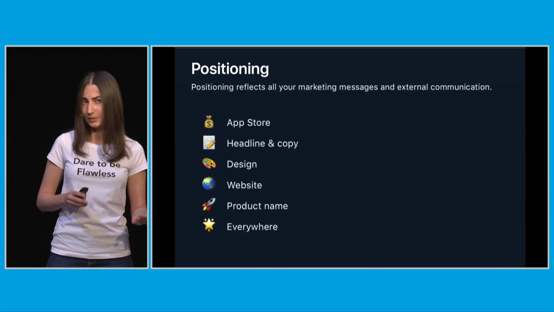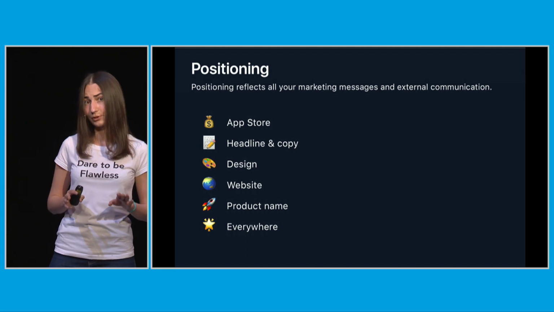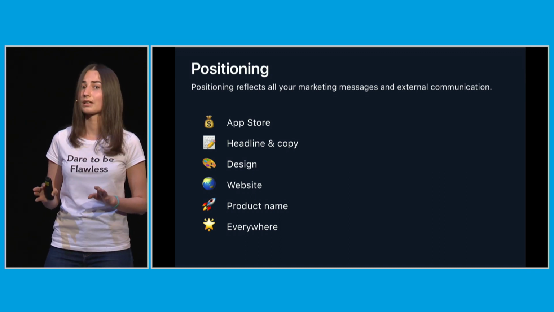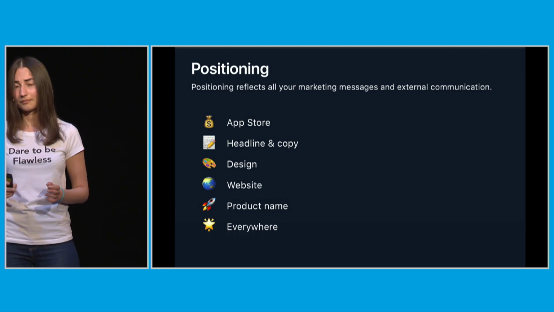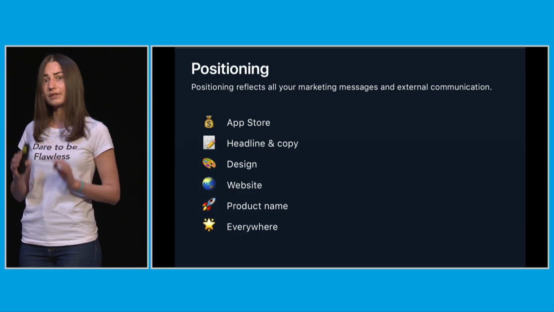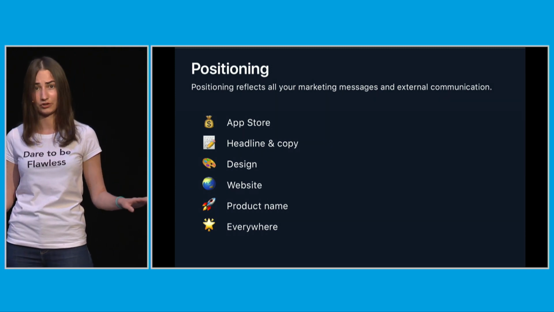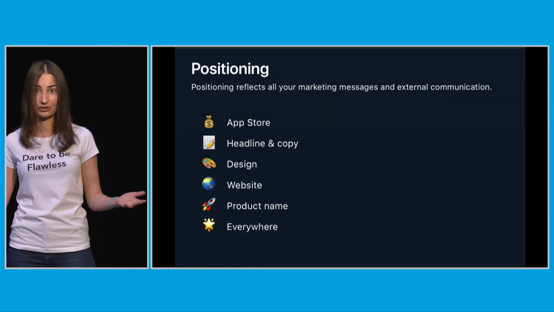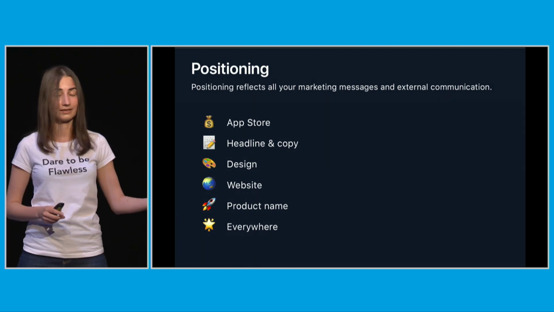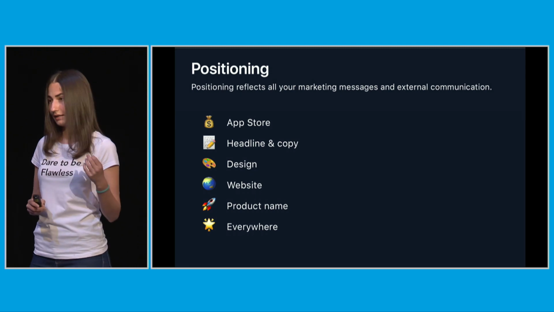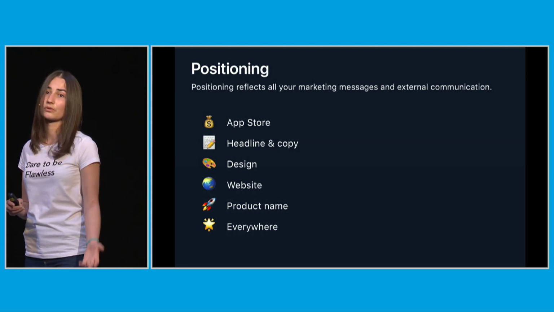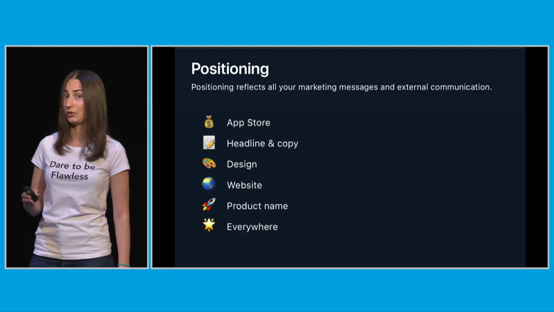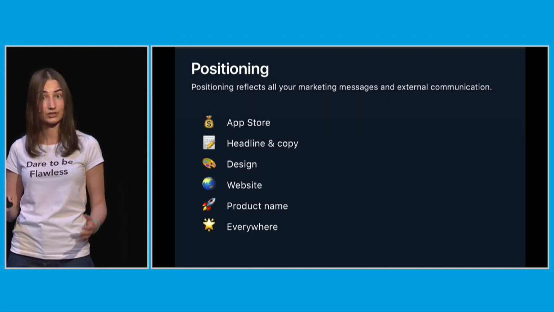And it might sound a bit abstract, but in reality, positioning is 2-3 sentences about your mission, values, and uniqueness. And it reflects all your marketing communication. It's inside your App Store description. It's on your website. It's inside your design. It's inside your product name. We called our tool Flawless App because we want the community to build flawless apps faster.